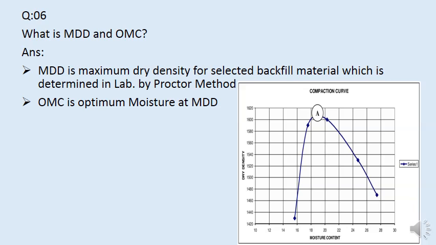So MDD and OMC values are very important, because when we perform the field density test, we compare the values of the in situ density and the optimum moisture content at site to the values of MDD and OMC. So that's why this is very important. Next.